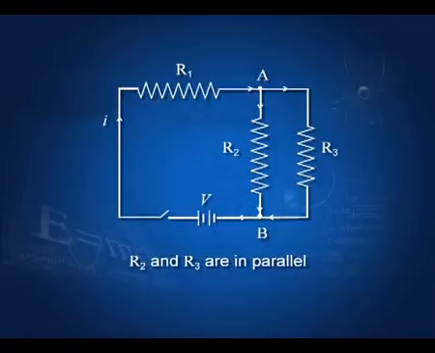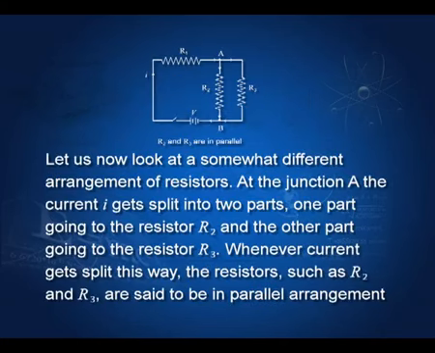When there is a division of current, as happens at point A, some current goes to R2, some goes to R3, then R3 and R2 are said to be in parallel. R2 is parallel to R3, and whatever the effective resistance of this is, it is in series with R1.